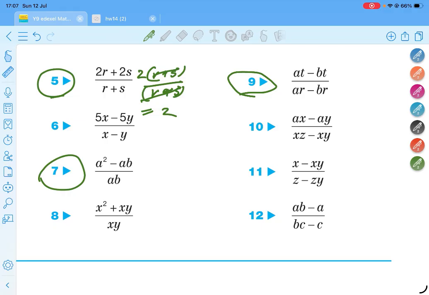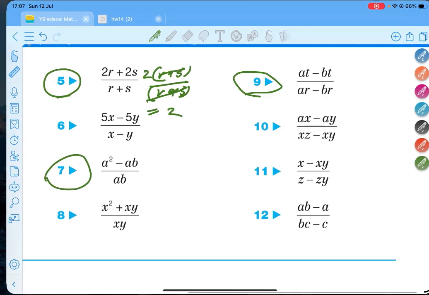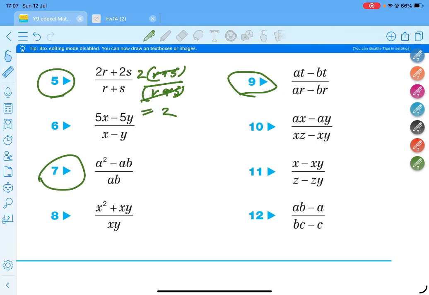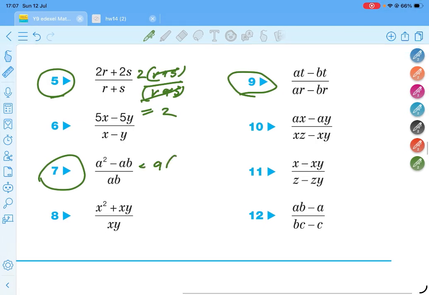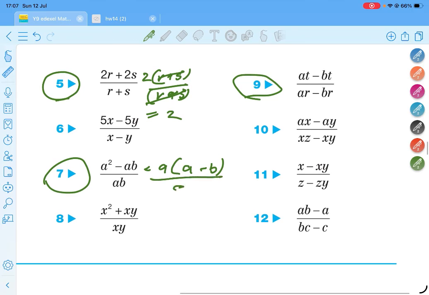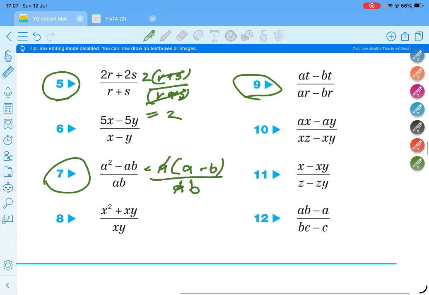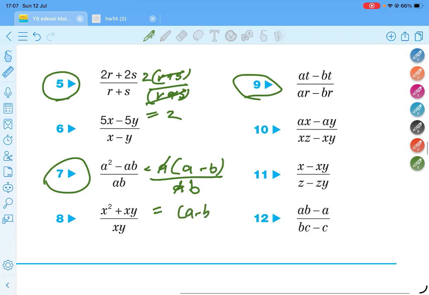7 and 9. In here, what is the common thing? a is common, no? You can take a out here, then the remainder is a minus b. In the denominator there is ab. This a and this a can be simplified. The final answer is a minus b over b.